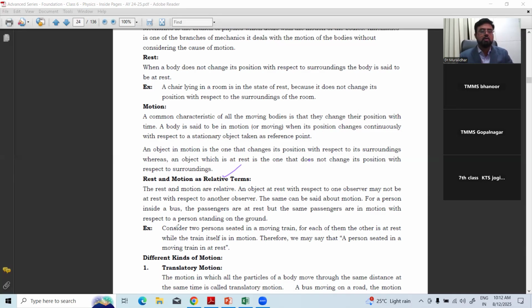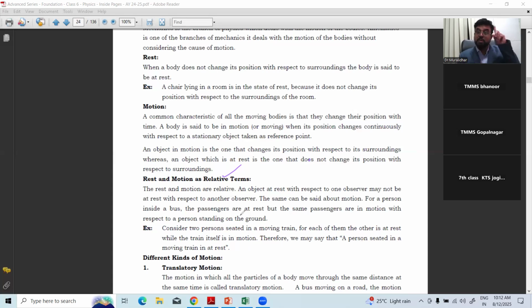Right? So consider two persons seated in a moving train. For each of them, the other is at rest. With respect to the train itself, they are in motion. They are sitting opposite to each other, so both know that they are at rest only. But with respect to the train, they are moving. They are changing the place. They move from one station to another station. They started in Hyderabad, they reach Vijayawada. Without motion, how is it possible?